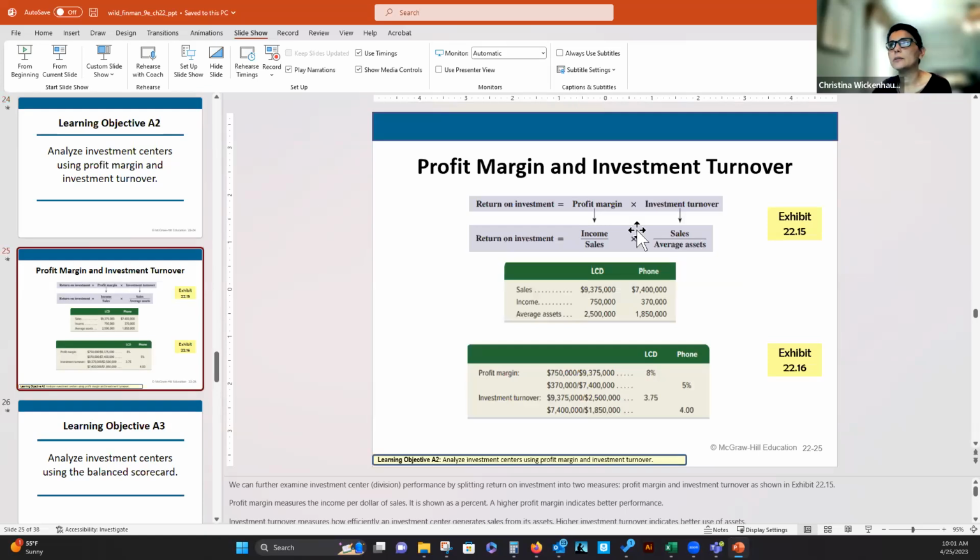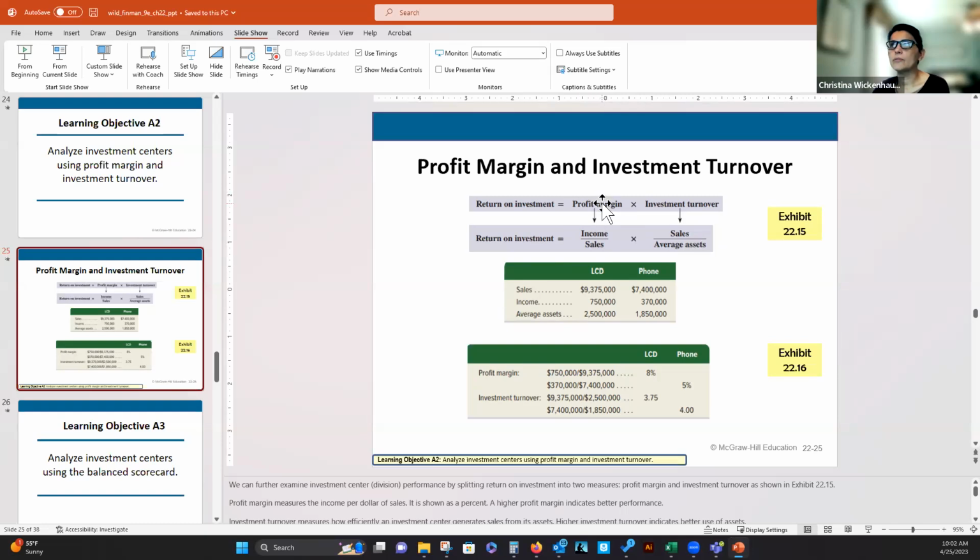So we just learned about our return on investment, and it's going to equal the income divided by the sales times the sales divided by the average assets. And you're like, wait a minute, what I just learned was it was income divided by average assets. And that's true because in basic algebra, these two would cancel each other out. But we're splitting them apart so that you can see how we come up with these numbers. Like if you didn't have all of the pieces, here's how we get it.